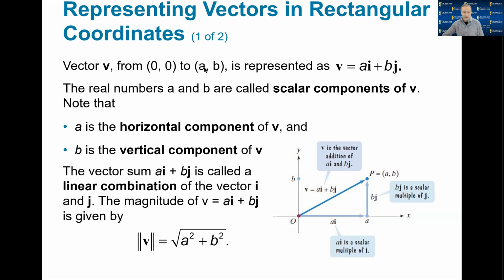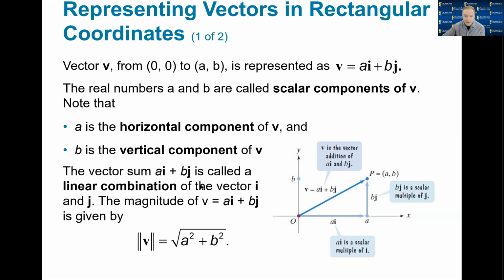You say, well, the x component starting at 0 going to a, so the change in x is a minus 0. a is your coefficient of i. The change in y from 0 to b is b minus 0. It's changed b units, whatever b is equal to in this problem. That's why b is the coefficient of j.